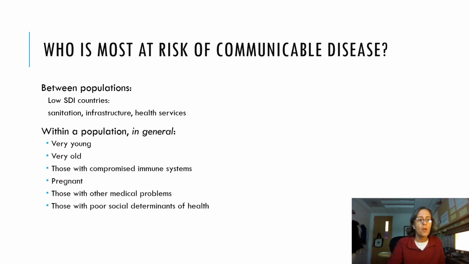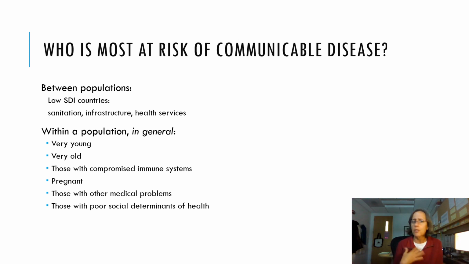Right? Within any population, assuming that everybody has kind of the same access to infrastructure and all those types of things, in general, the people who are at most risk of communicable diseases in terms of getting infected and or having severe outcomes are going to be the very young, so people who are not born yet, so fetuses, infants who are just born, and young children.